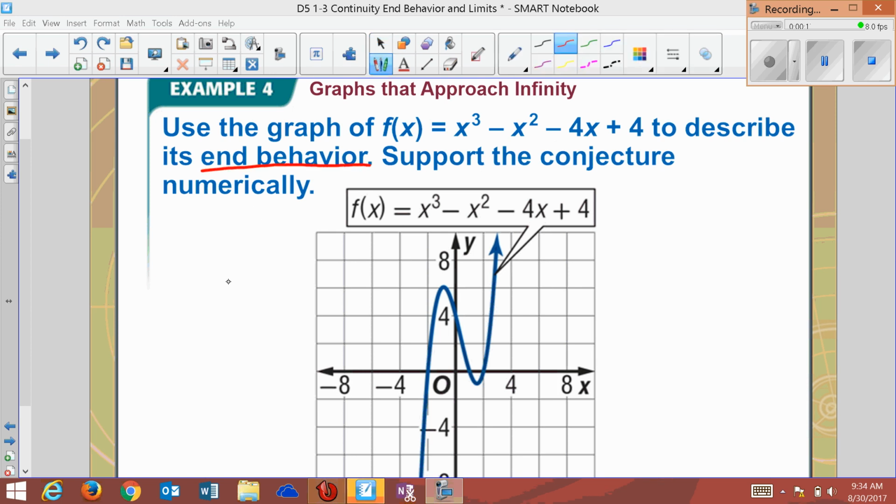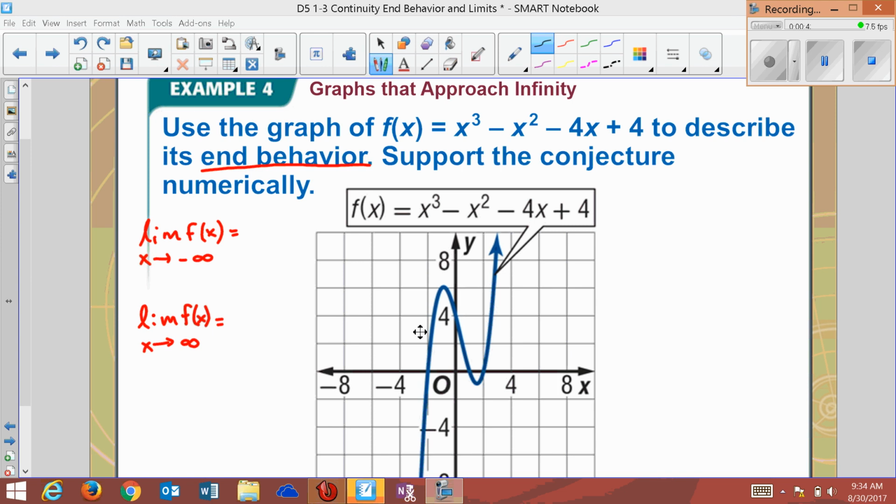Now, remember, limit is what happens to y as x approaches some value. So when I say end behavior, what you're talking about is what happens to y. I forgot the y. There it is. What happens to y as x approaches the far left, which is symbolized by saying negative infinity. And you say what happens to y as x approaches the far right. And that's how we find end behavior.